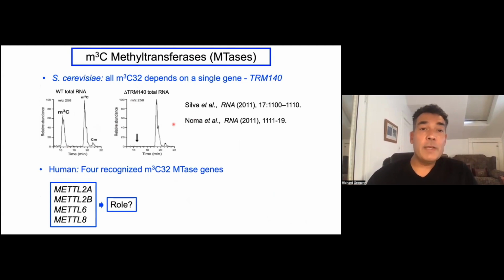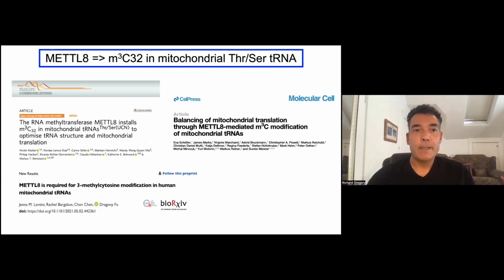You can see from their studies, this was identified in 2011, but when they knock out the gene encoding TRM140, you can see by mass spec, basically all of the m3C is gone. However, the situation is different. There are 4 known m3C methyltransferases in human, METTL2A, METTL2B, 6, and 8. And the role of these is largely undetermined.